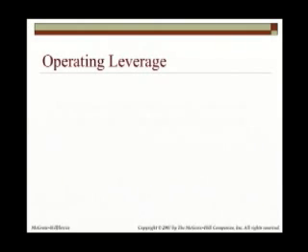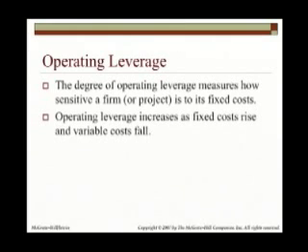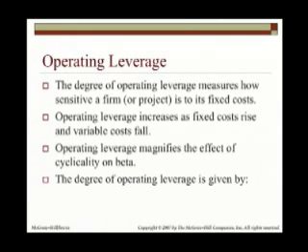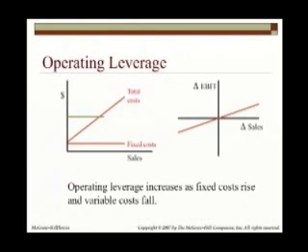Now, operating leverage, the degree of operating leverage, tells us how sensitive a firm or a project is to its fixed costs. And the more fixed costs we have, the higher the operating leverage will be. Operating leverage essentially magnifies the effect of cyclicality on beta. And so the degree of operating leverage is the percent change in EBIT divided by the percent change in sales. And as I said, if we had a 20% change in EBIT for a 10% change in sales, we would say we have a degree of operating leverage of 2.